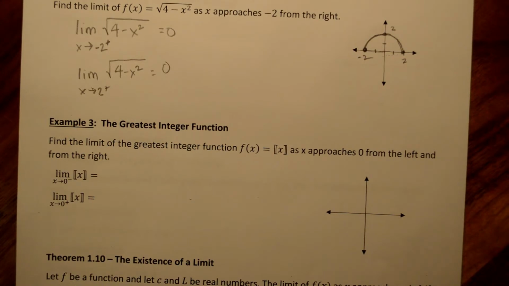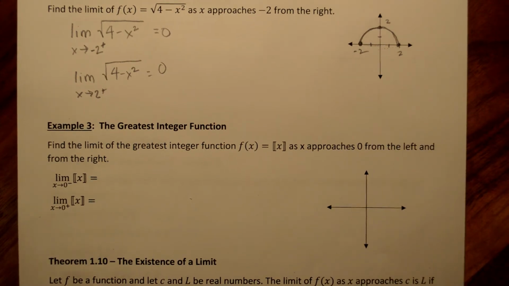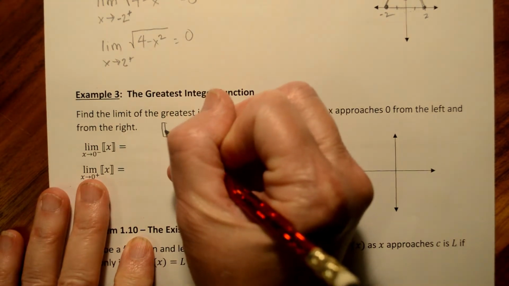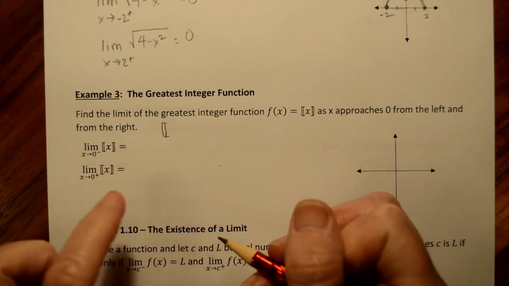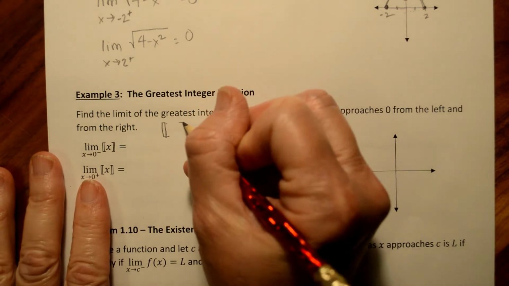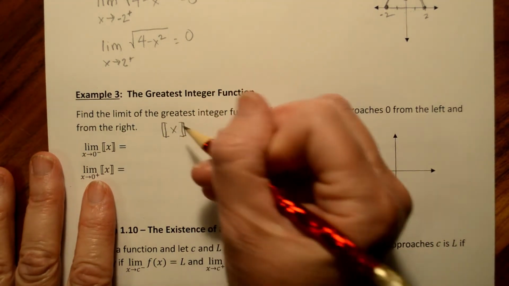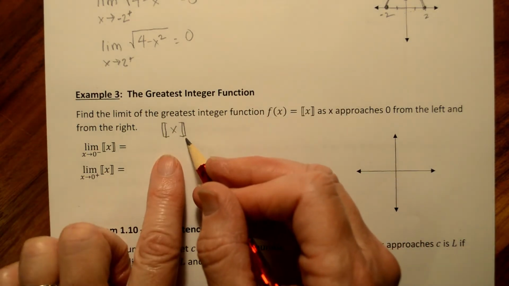Okay, so this is a cool function here in example 3. It's called the greatest integer function. It is denoted by this. We make a bracket like this, and then we just draw a line down so it has a thickness that regular brackets don't. So when you see that with an x in it, that is called the greatest integer function.